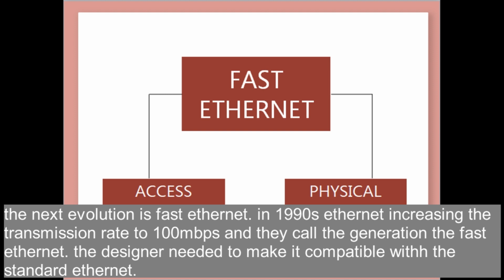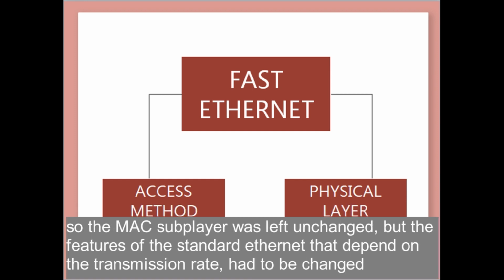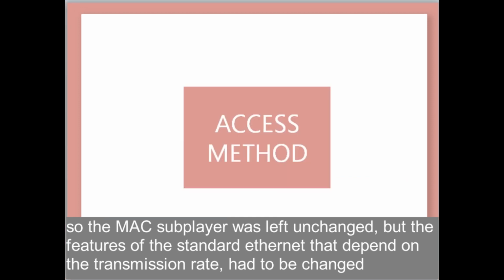The next evolution is fast Ethernet. In the 1990s, Ethernet increased the transmission rate to 100 megabits per second, and they called this generation fast Ethernet. The designers needed to make it compatible with standard Ethernet, so the MAC sublayer was left unchanged. But the features of standard Ethernet that depend on the transmission rate had to be changed.